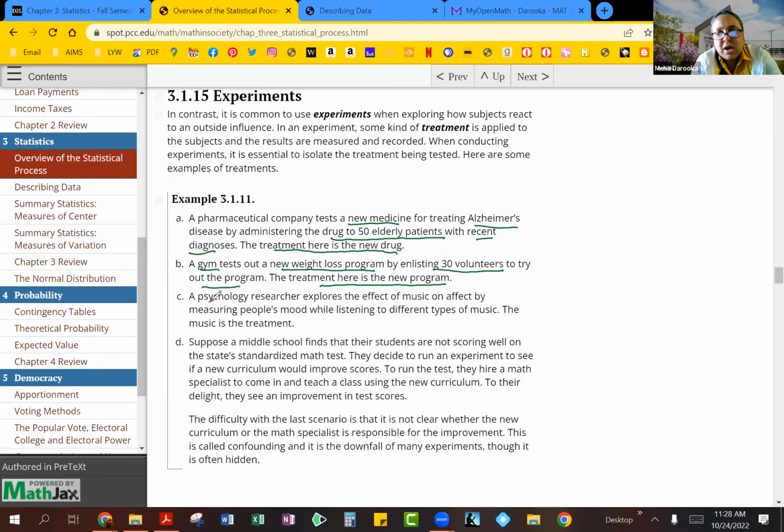The next one is talking about a psychology researcher who explores the effect of music on mood by measuring people's mood while listening to different types of music.